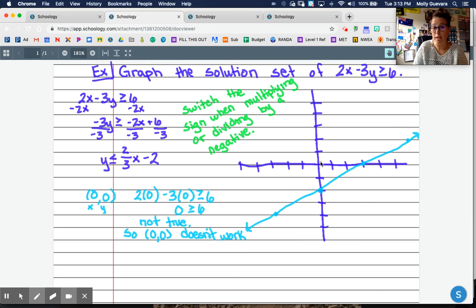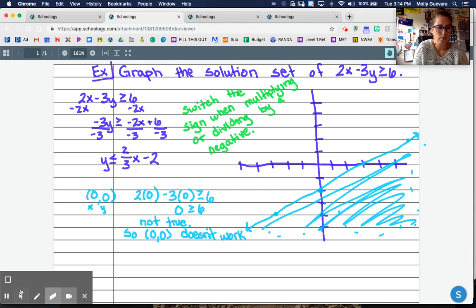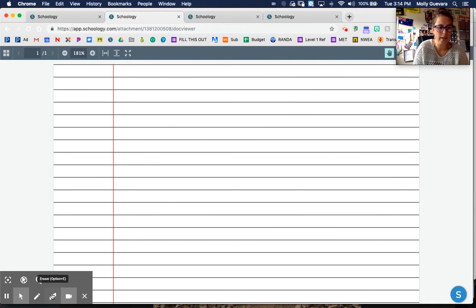So right here, no good. That's above the line. So above the line in general is no good. So my shading is going to go on the other side. And there's my graph. Okay, so again, any point down here in the shaded area works, makes that inequality true. Okay, we have one more to look at.